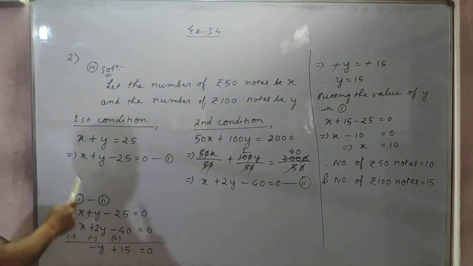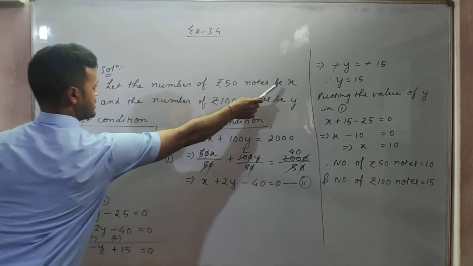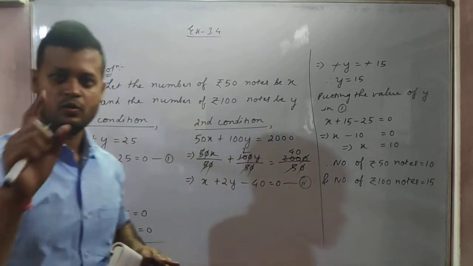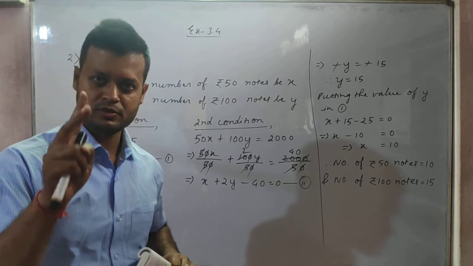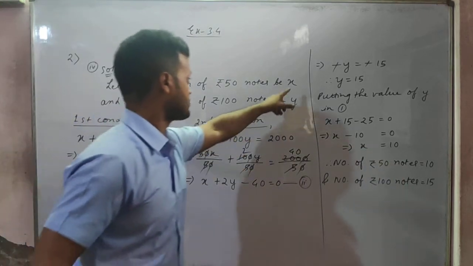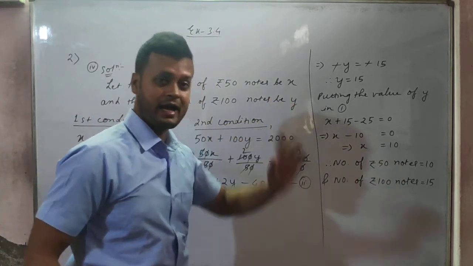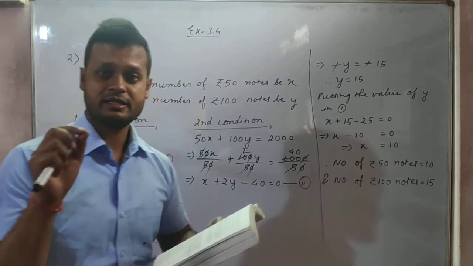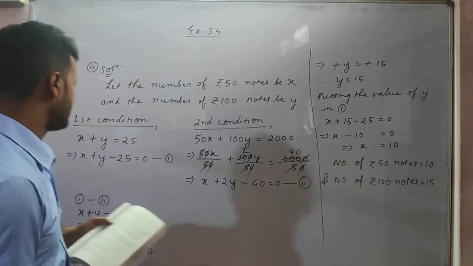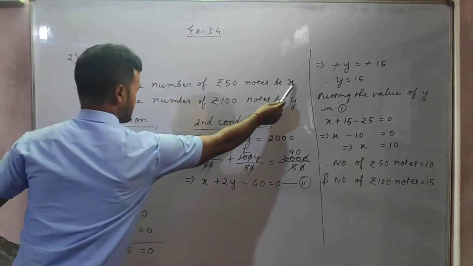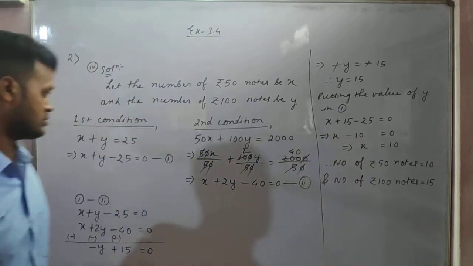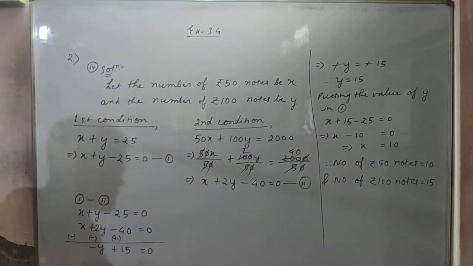25. Because there are x 50 rupees notes and y 100 rupees notes, and the cashier gave Meena 25 notes in all, isn't it? So x is the number of 50 rupees notes, y is the number of 100 rupees notes. Therefore x plus y is equal to 25. Bring 25 to the left hand side, mark it number 1.